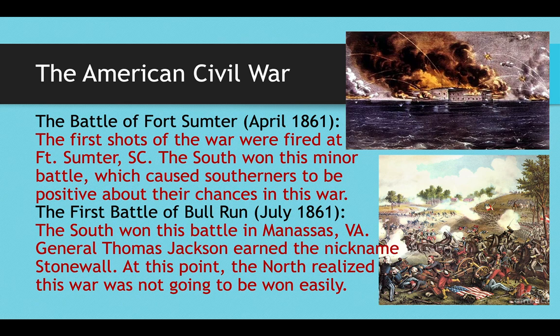The first battle of Bull Run was really the first big battle of the Civil War. This was in July of 1861. The South won this battle as well, and this was in Manassas, Virginia, where the Union Army went south of the Potomac and invaded Virginia in the attempts to get the Confederacy to surrender and rejoin the Union. Most famously at this battle of Bull Run, General Thomas Jackson earned the nickname Stonewall because his men said they stood firm like a stone wall against the enemy. And it was at this point, really, that the North realized that this war was not going to be won easily.